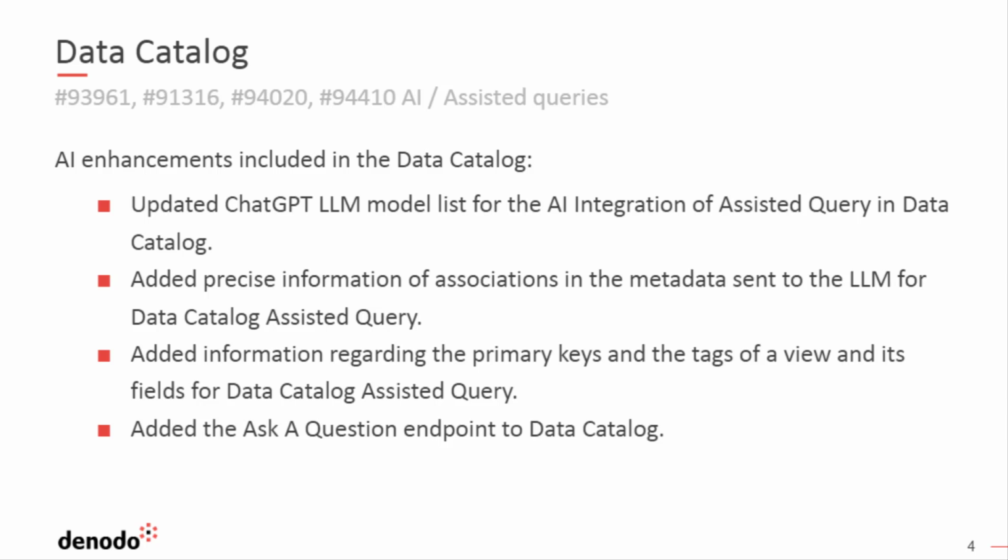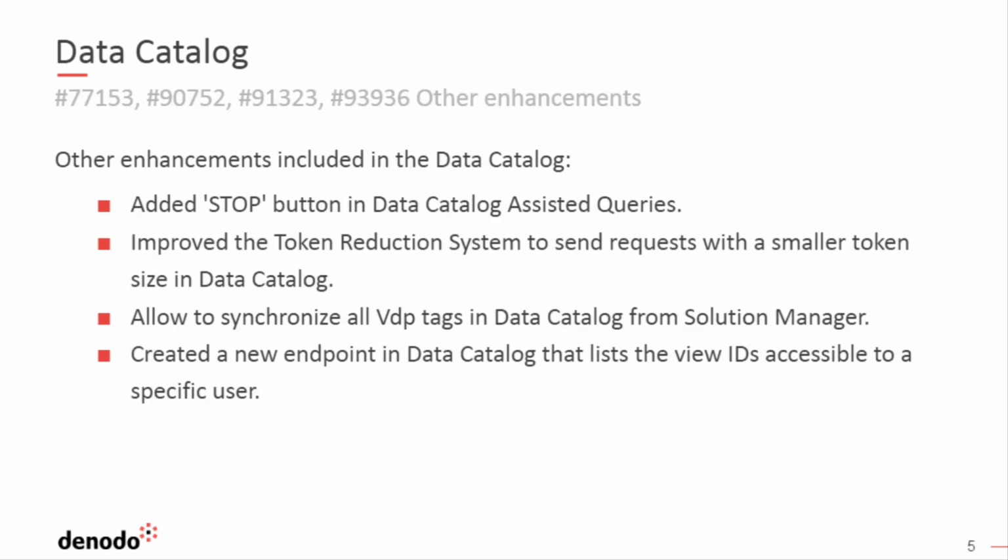Also, the Ask a Question service has been added to the Data Catalog, which provides several features necessary for the Denodo AI chatbot. These features include: 1. Retrieving a response from a VQL statement with a limit parameter. 2. Finding relevant data. Other enhancements added to the Denodo Data Catalog consist of the following.